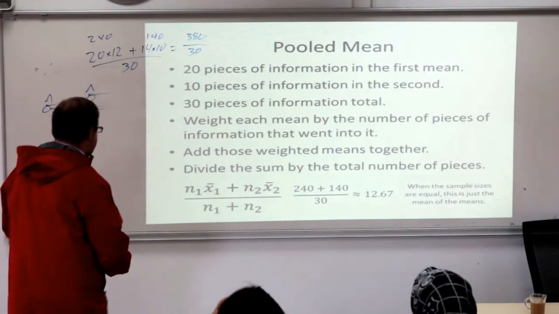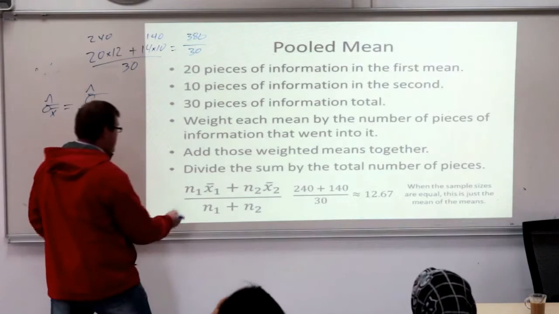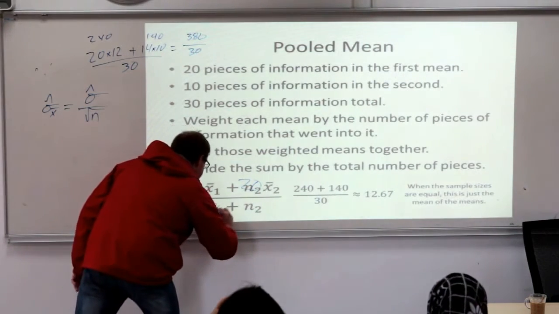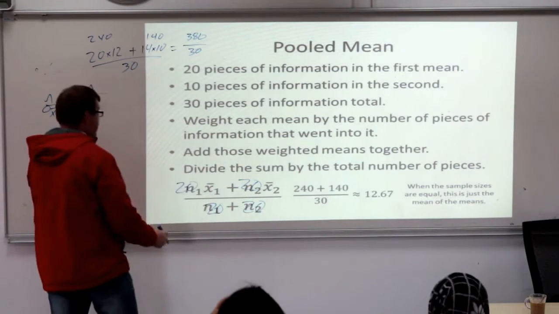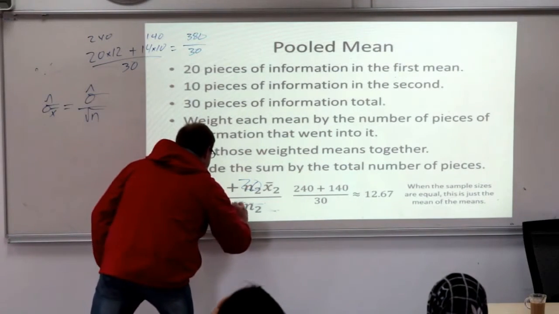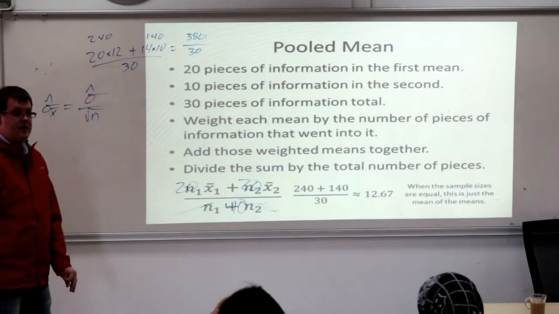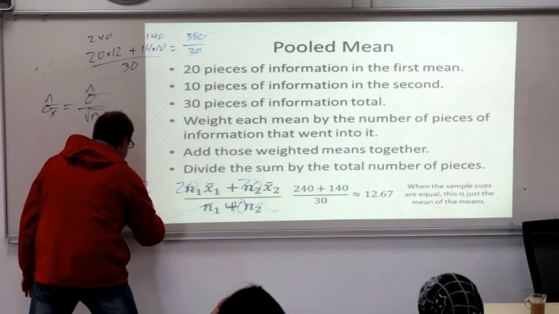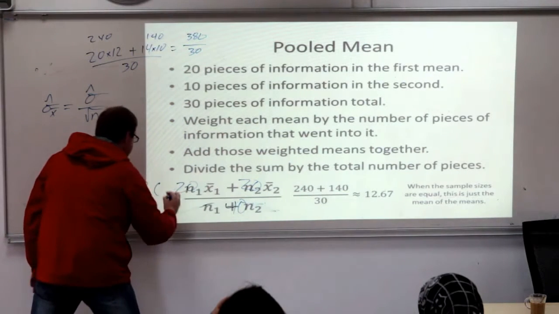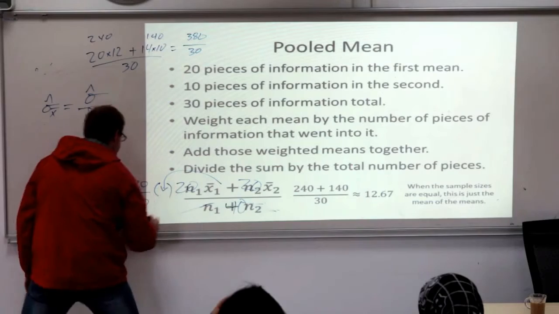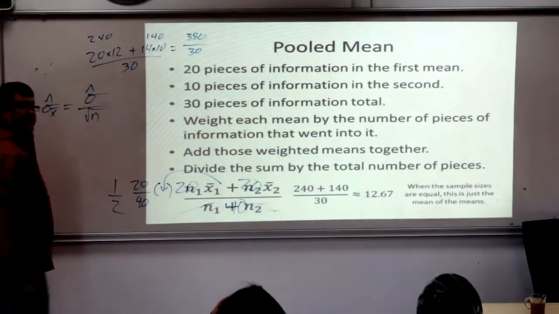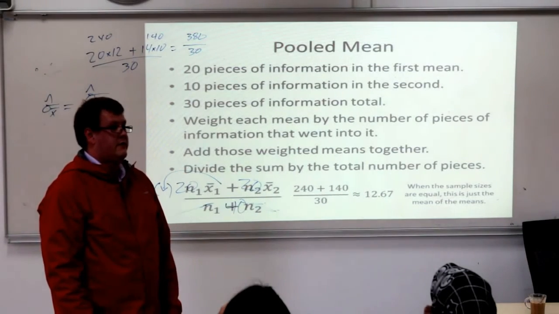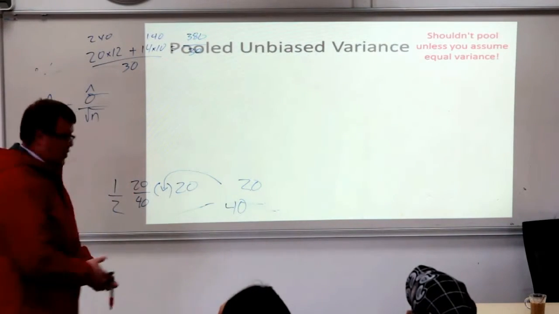When the sample sizes are equal, this is just the mean of the means like we had before. So imagine that we had two samples of size 20, okay? So we have 20 here, and 20 plus 20. Well, that's going to be 20 divided by 40, right? So if we take this part out, that's 20 over 40 times this piece, which is just 1/2 of that piece. It's just the mean of the means. Groovy? Okay.